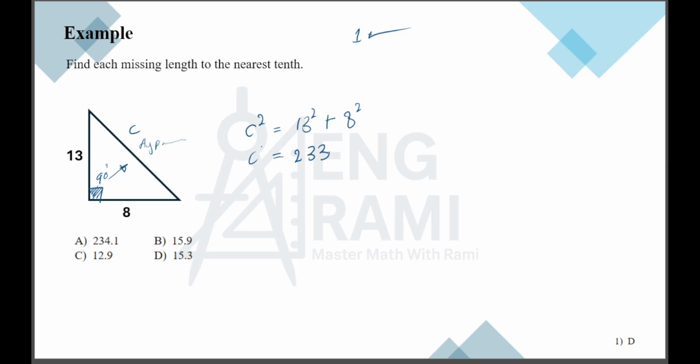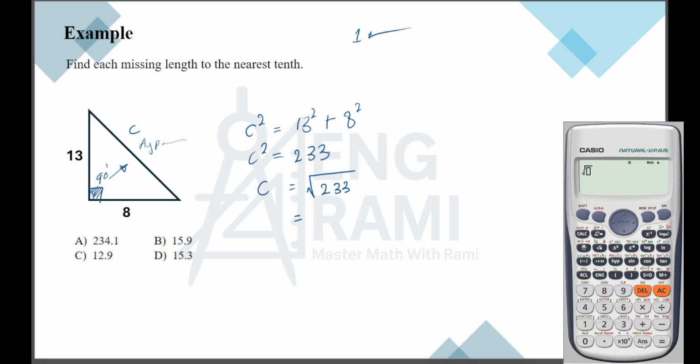233. This is C squared. In order to have C, I have to take the square root of 233, which equals 15.26, which rounds to 15.3, and the answer is D.